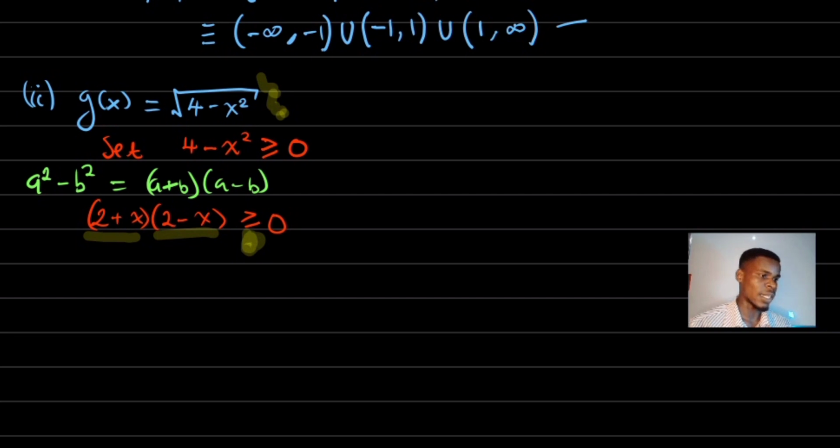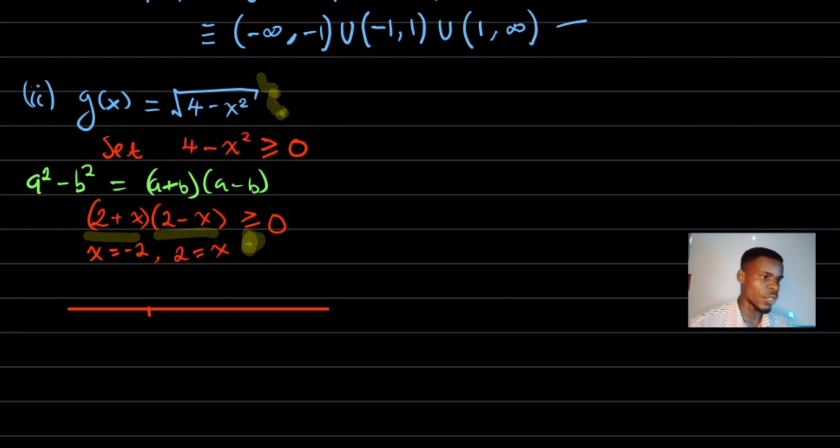For the first bracket, if 2 plus x is 0, it means that x is minus 2. And also, if 2 minus x is 0, it means that 2 and x are the same. That is, x is 2. So these two values that we get by setting this inequality equal to 0, as an equation, will give us the extreme points, or the salient points, of our interval of solution. Good, so this is what we're going to do.